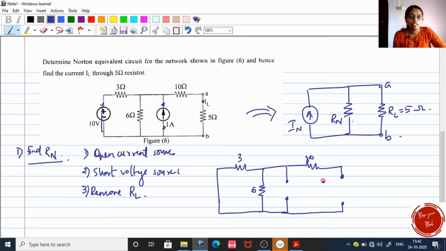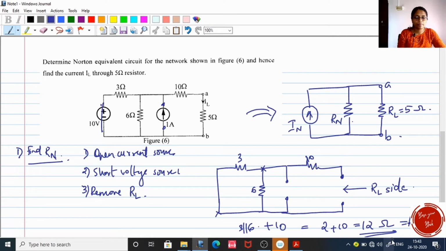Okay. Now we have to take the net resistance viewing from this side. This is the RL side, load side, isn't it? So get the reduced value of these 3 resistors. Here 3 and 6 are in parallel because both have common ends, and the value is 2 ohm, which is in series with 10. So it is 2 plus 10, that is 12 ohm. So 12 ohm is your Rn. Okay. So Rn is ready, 12 ohm.